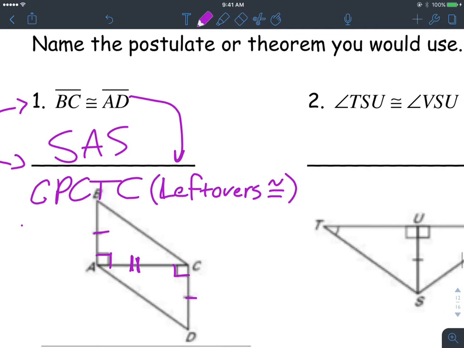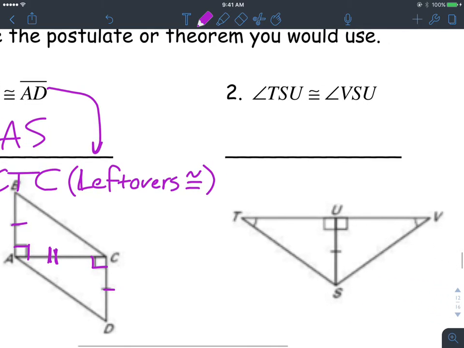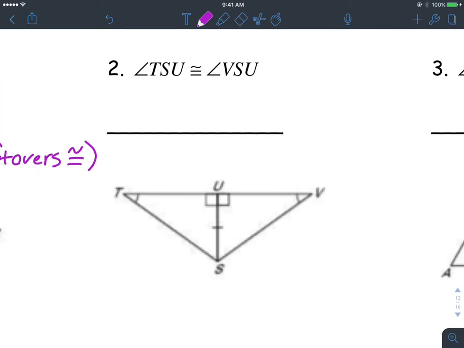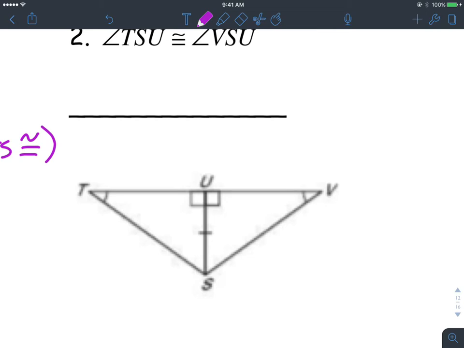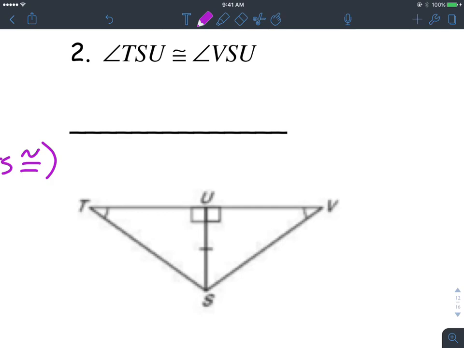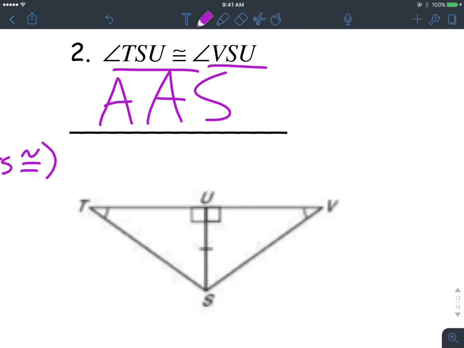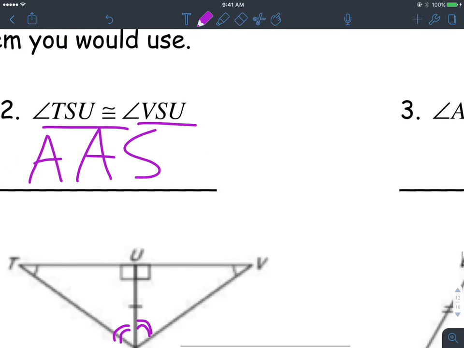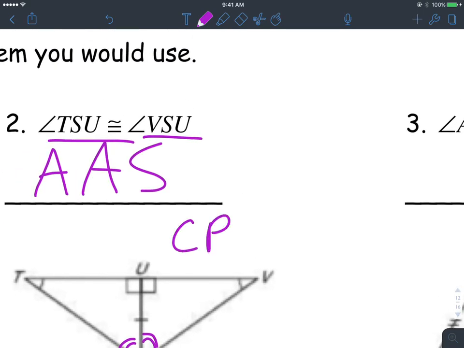So not really sure why they're putting that up there. Determine if they're congruent, and then you can say afterwards the leftover stuff is congruent. In this case, based off of what's marked, you have angle side. And based off of that, you can say the leftover stuff is congruent. So angle TSU, this angle over here, is congruent to this angle VSU. All right, and that's because of the CPCTC after that.